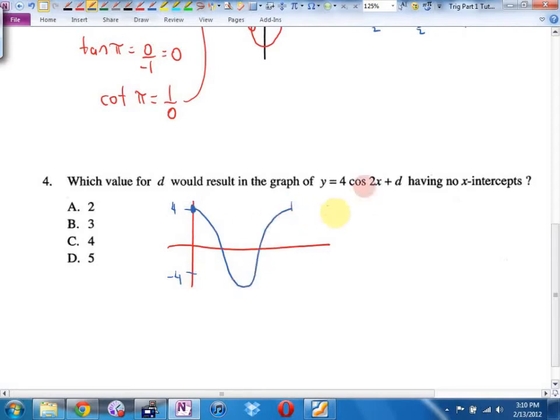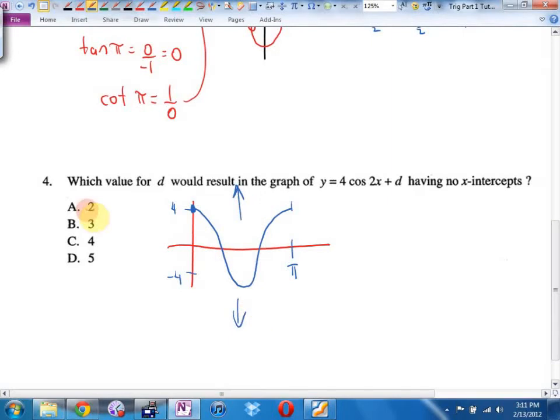Except this one with a 2 there, it's a horizontal compression. That's going to be a pi right there. I really don't care about horizontal because they're saying which would not have any x-intercepts. The domain is all real, so no matter how much I shrink or stretch it horizontally, there's going to be x-intercepts. The only way I could not get any x-intercepts is to move up either so high or so low that my graph wasn't touching the x-axis anymore.